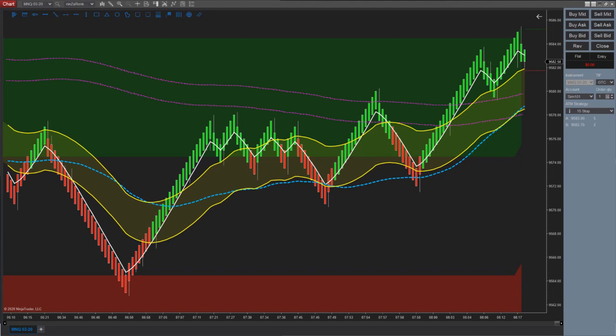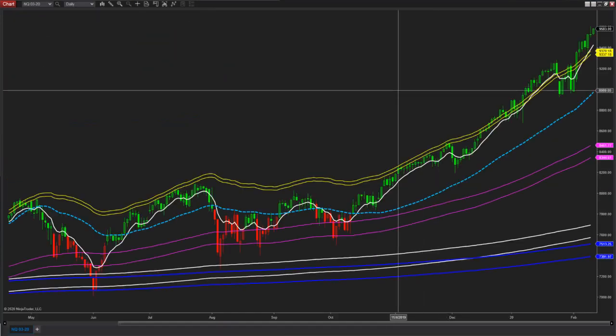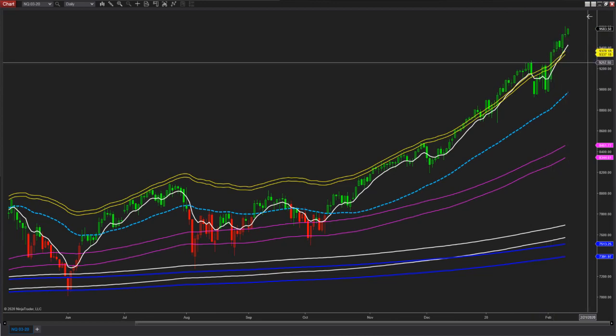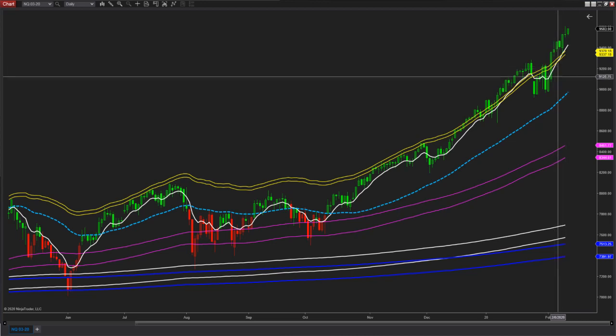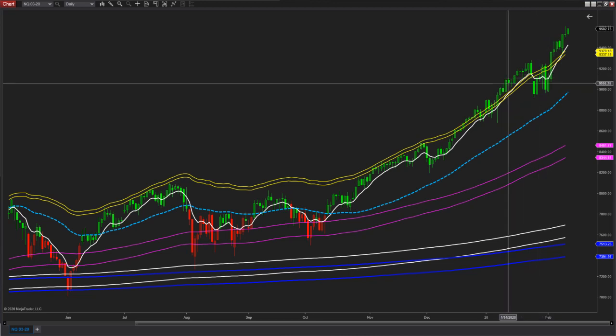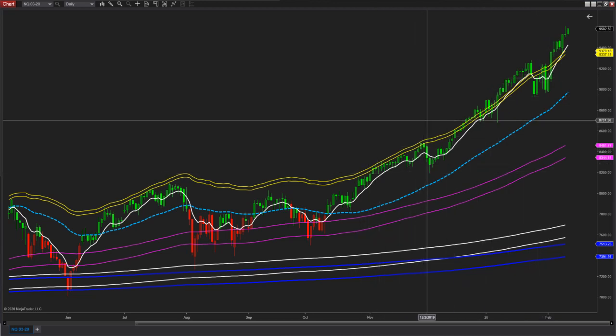Let's take a look first on a daily chart, see where we are. We're still hitting higher highs. Again, EMA 8 is above the yellow upper zone. So we'll just follow what the market says.